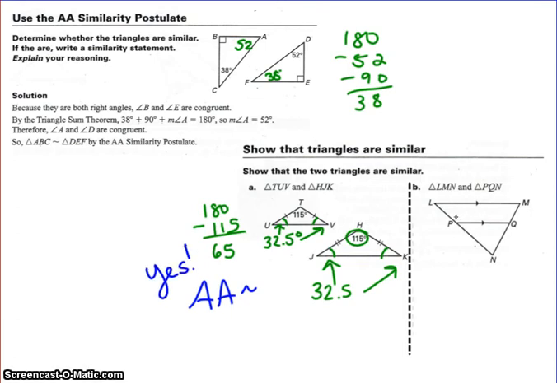Over here we have two parallel lines. I notice that both the big triangle and the little triangle share angle N. And I know that if these are parallel, then this angle and this angle must be congruent by corresponding angles. So the two triangles are similar by the angle, angle similarity.